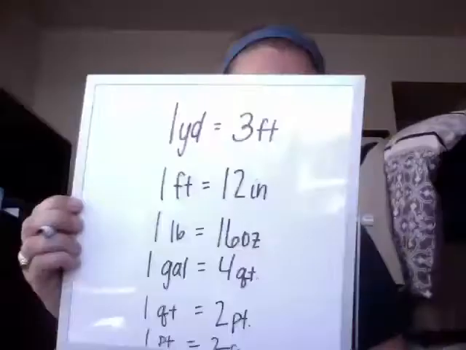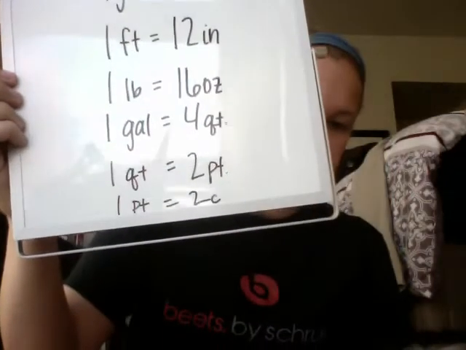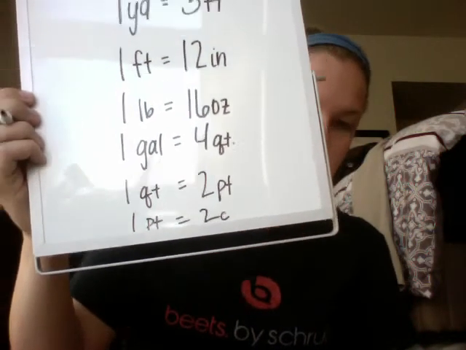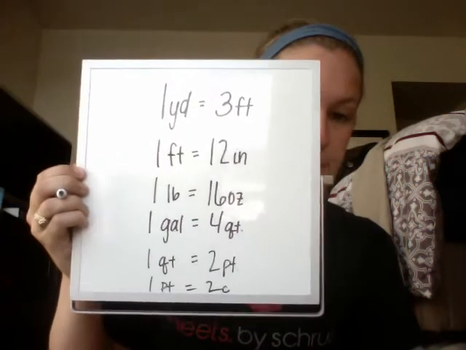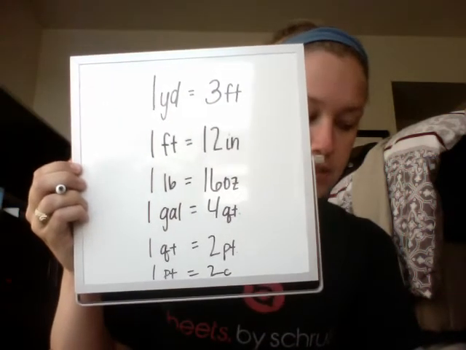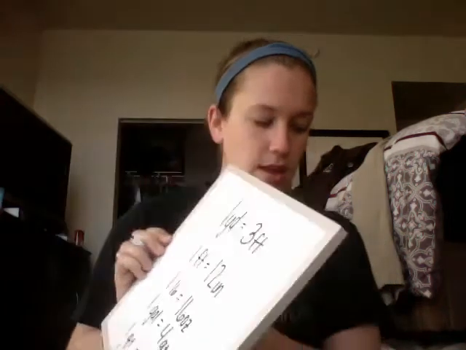And, ran out of room. I'll write it at the bottom. 1 pint is equal to 2 cups. Okay. Pause me, write any of these down that you don't have down. Okay, and then some measurements of time.